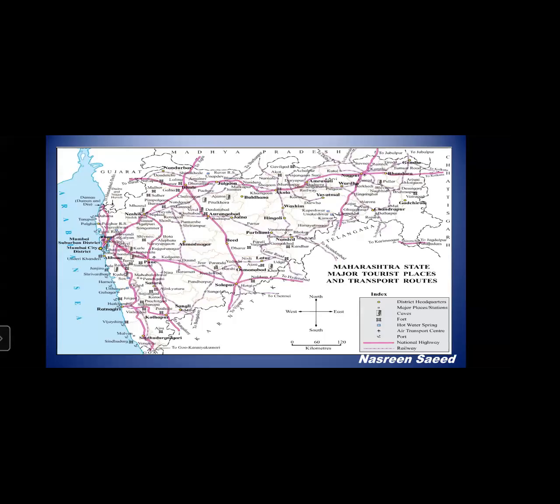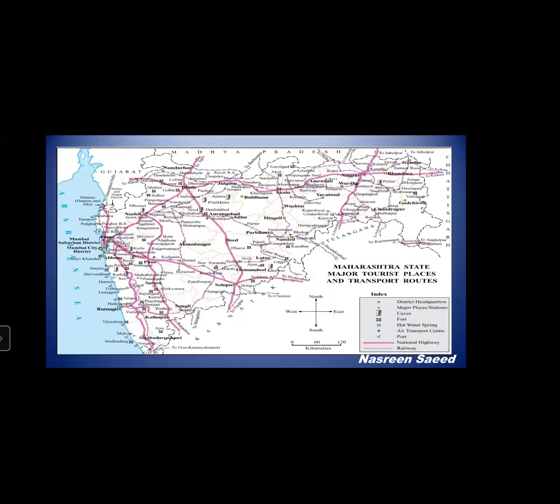Now the next one again is make friends with map. You have to study the map of Maharashtra given below and complete the activity which is there on page number 90. The title is Maharashtra state major tourist places and transport routes. Then directions, scale, index. Our map is complete. We came to know that the map is proper. Now let's move ahead and understand what the activity is.